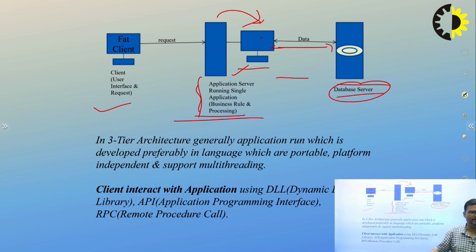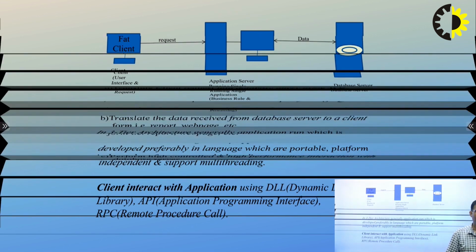Then the client interacts with the application using a DLL, dynamic link library, and API, application programming interface, and RPC, also called remote procedure call.